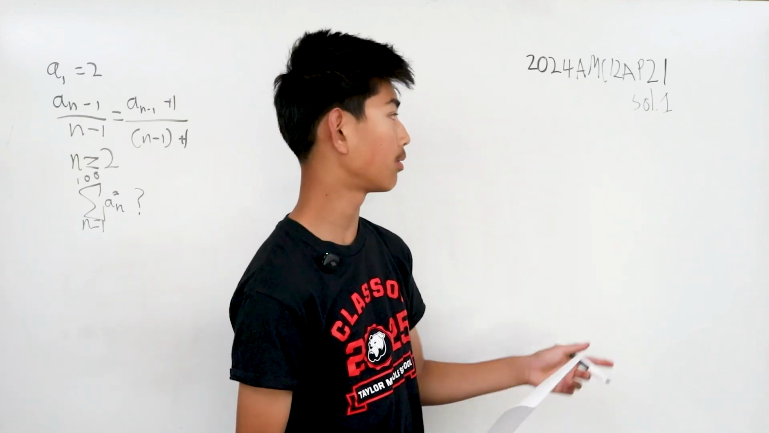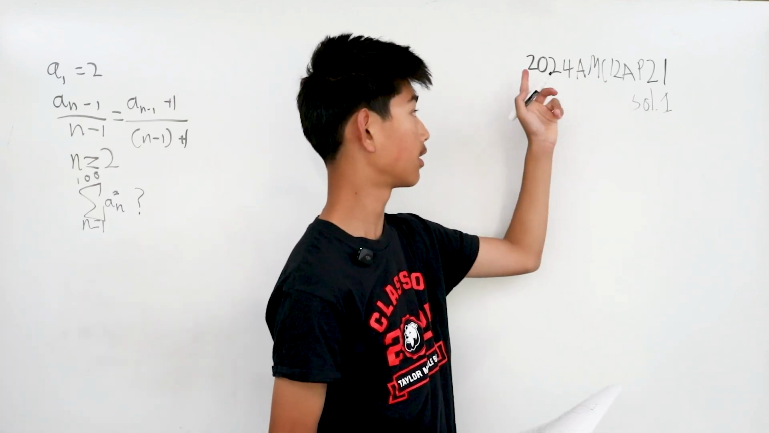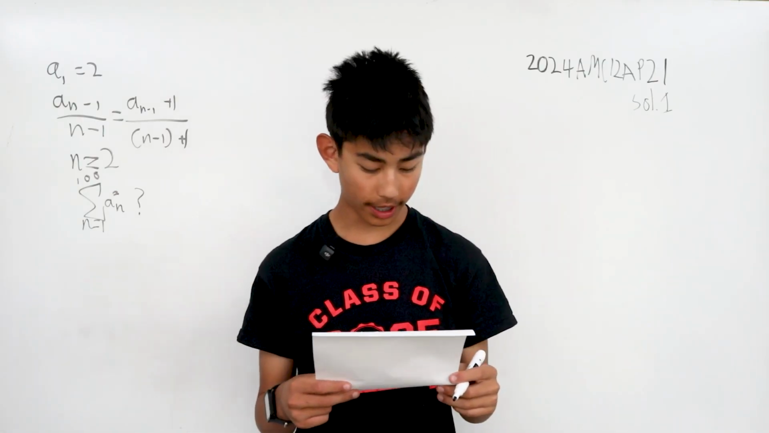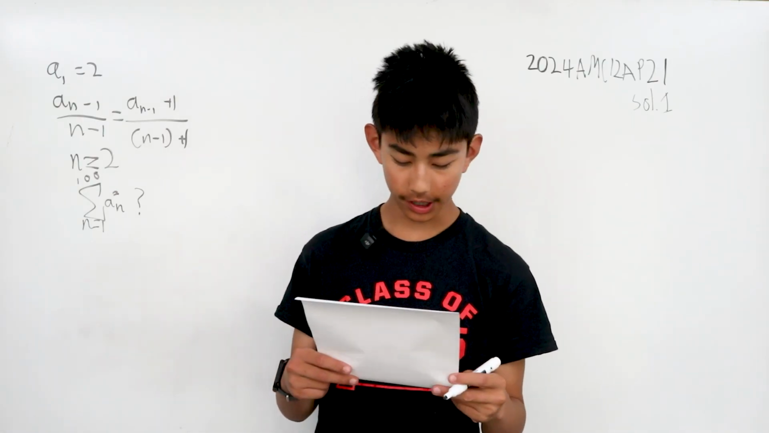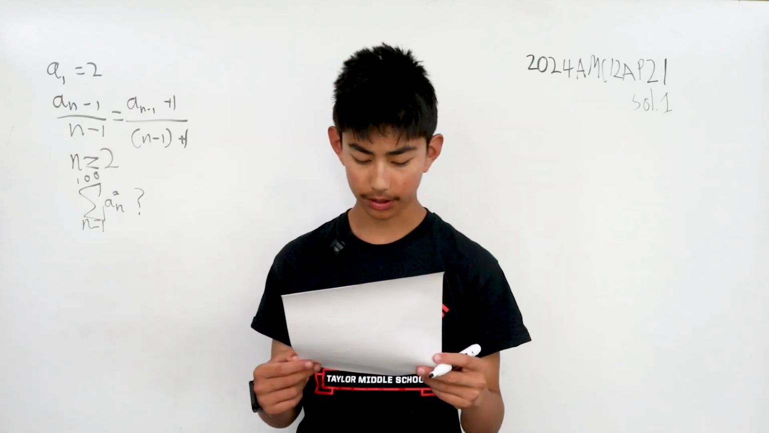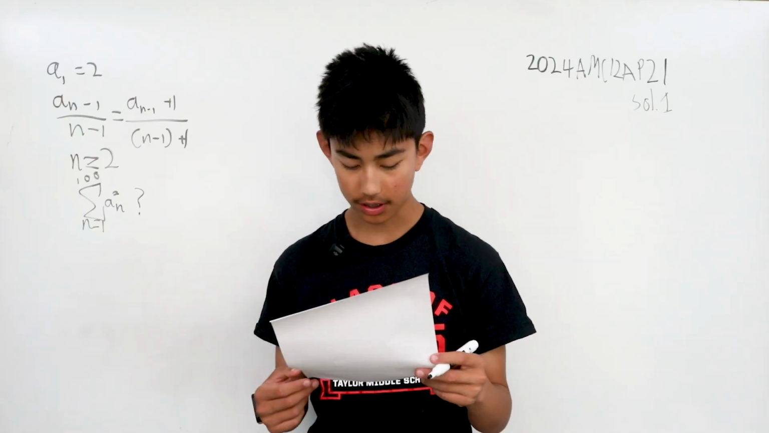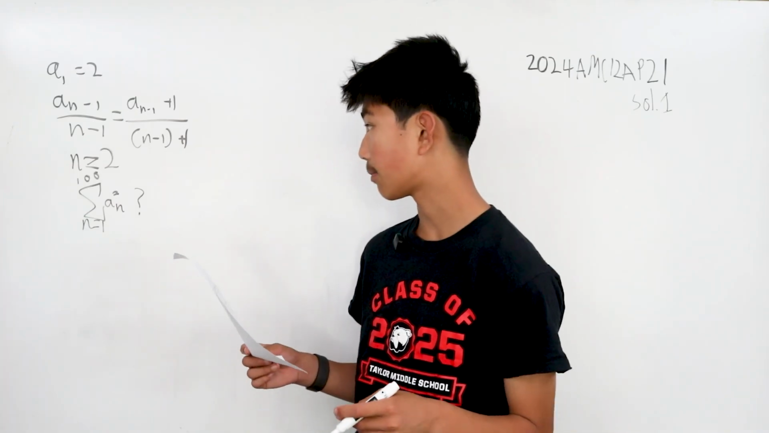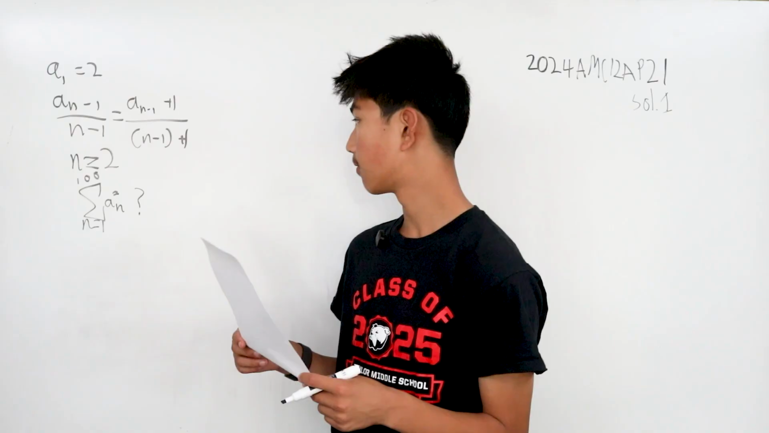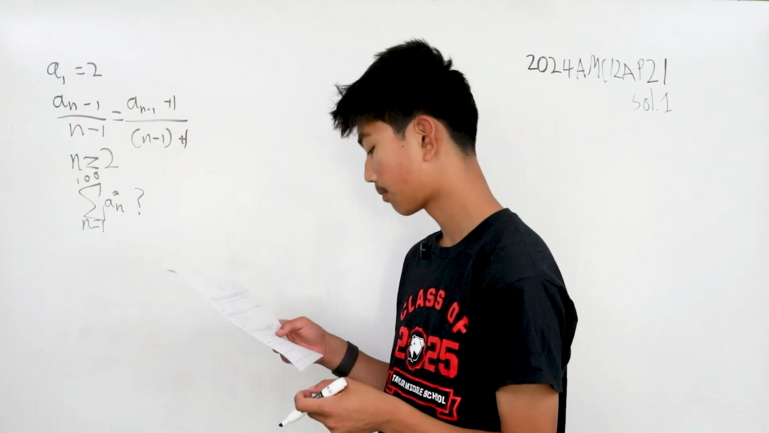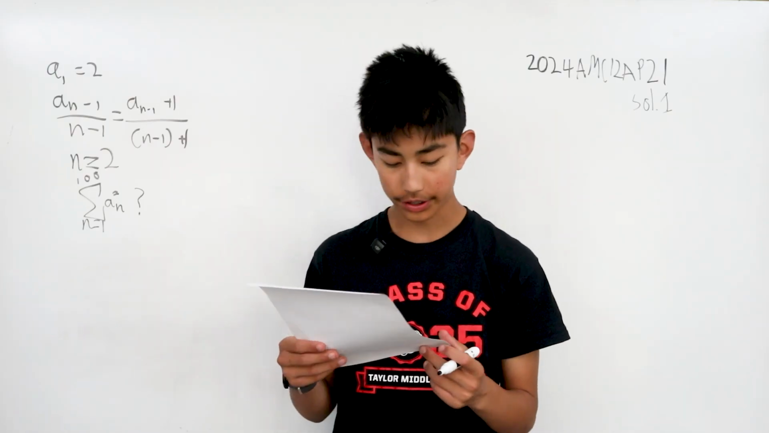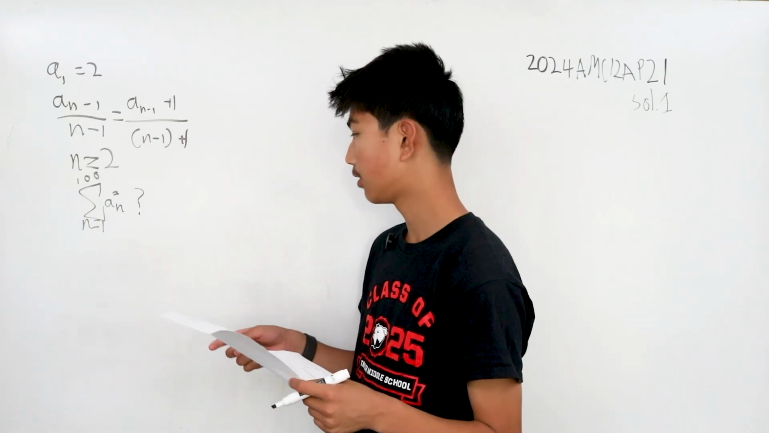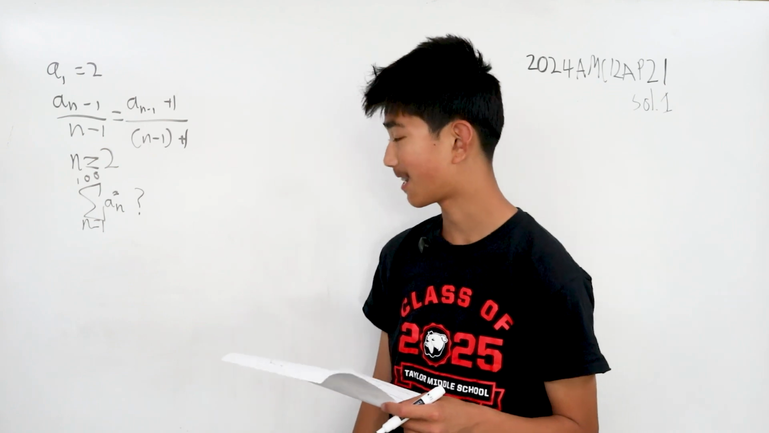We're solving problem 21 from the 2024 AMC 12A, solution 1. Suppose that a sub 1 is 2 and the sequence a sub n satisfies the recurrence relation a sub n over n minus 1 is a sub n minus 1 plus 1 over n minus 1 plus 1, for all n greater than or equal to 2. What is the greatest integer less than or equal to this expression here, this summation?